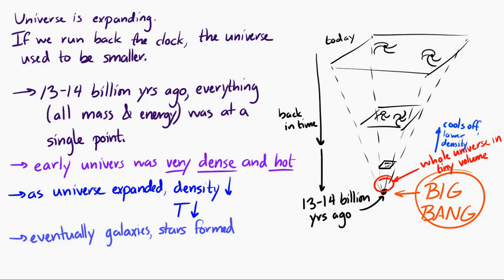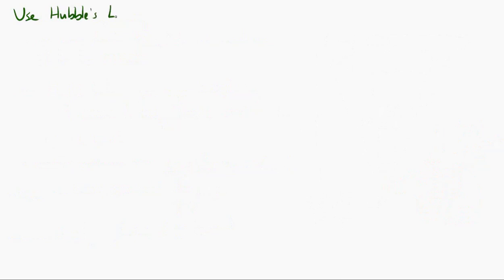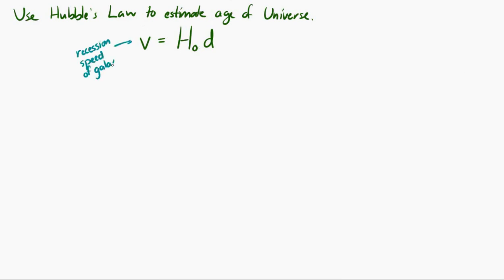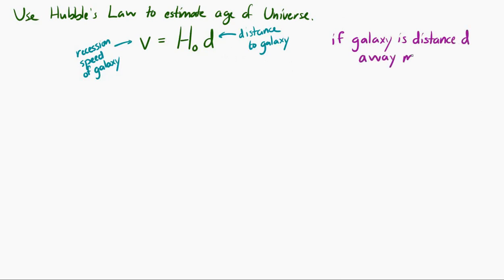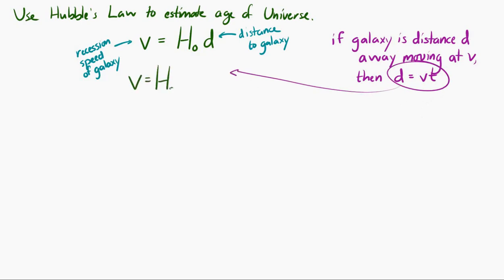Now, it turns out that we can use Hubble's law to get a pretty good estimate for the age of the universe. And it goes like this. v is equal to Hubble's constant times d, where v is the recessional speed of the galaxy and d is the distance of the galaxy. Well, if a galaxy is moving away from us at speed v, and we're assuming that it's always been moving away from us at speed v, then the distance that it's traveled since the beginning of the universe is v times t. So if we put this into the Hubble equation, we get v is equal to the Hubble constant times v times t. So the v's cancel out. We get 1 is equal to the Hubble constant times t. So t is equal to 1 over the Hubble constant.